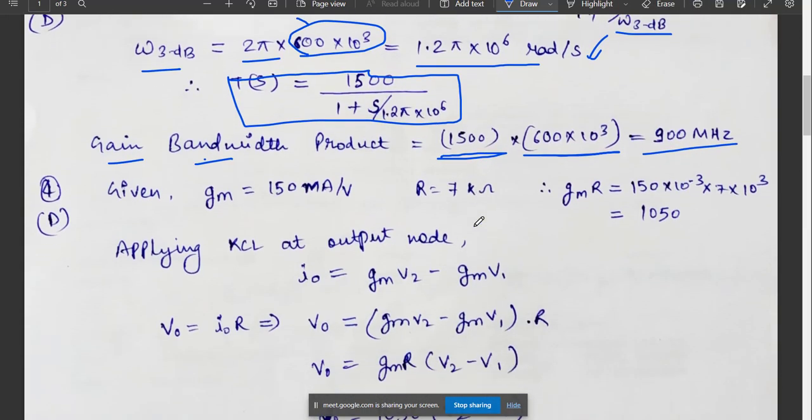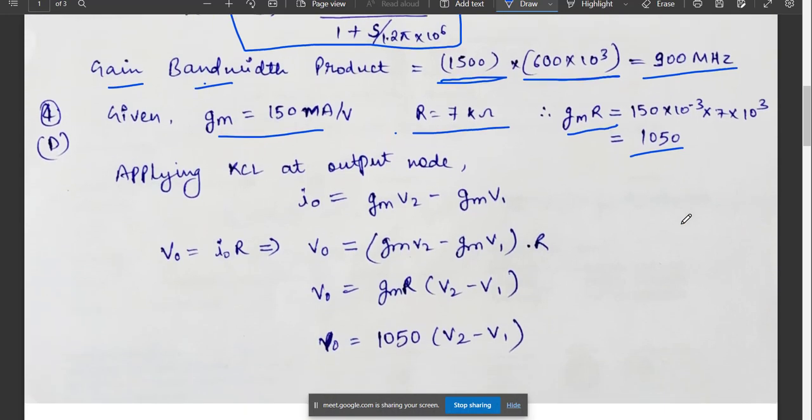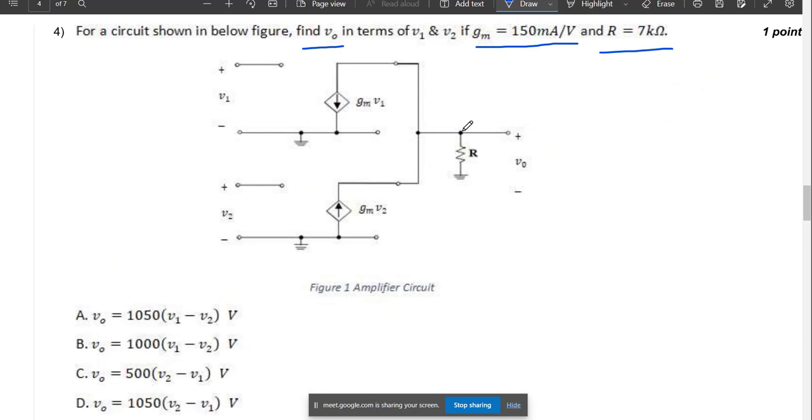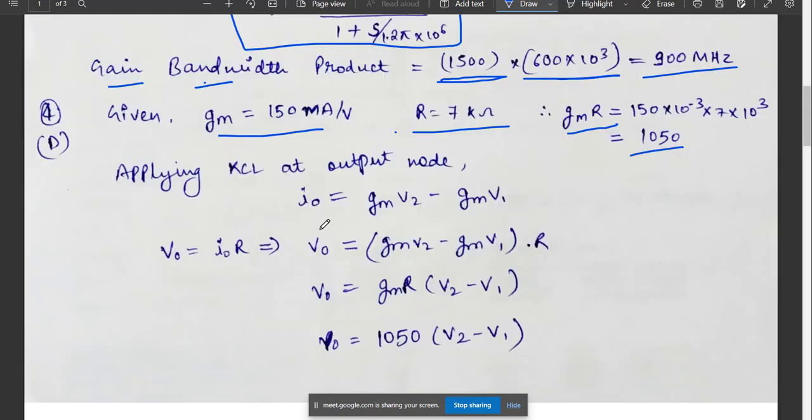So here given is that GM is 150 milliamperes per volt and R is equal to 7 kilo ohms. So GM into R is given as this, right? Now, GMV1 is going like this and GMV2 is going like this, right? So if we apply KCL here, then what do we get? Something like this.